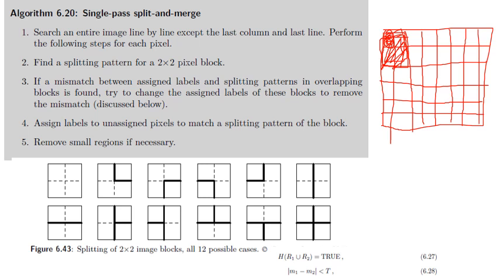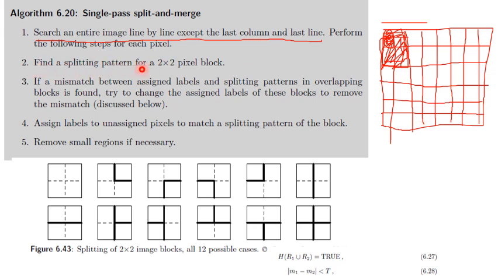So what we do is we search an entire image. I'll explain this first, just listen. Search an entire image line by line except the last column and last line. So think that you can see one image here, right? When we say image, we speak of rows and columns. So we have to perform some steps for this image, which has some rows and some columns, except for the last line, last row and last column.